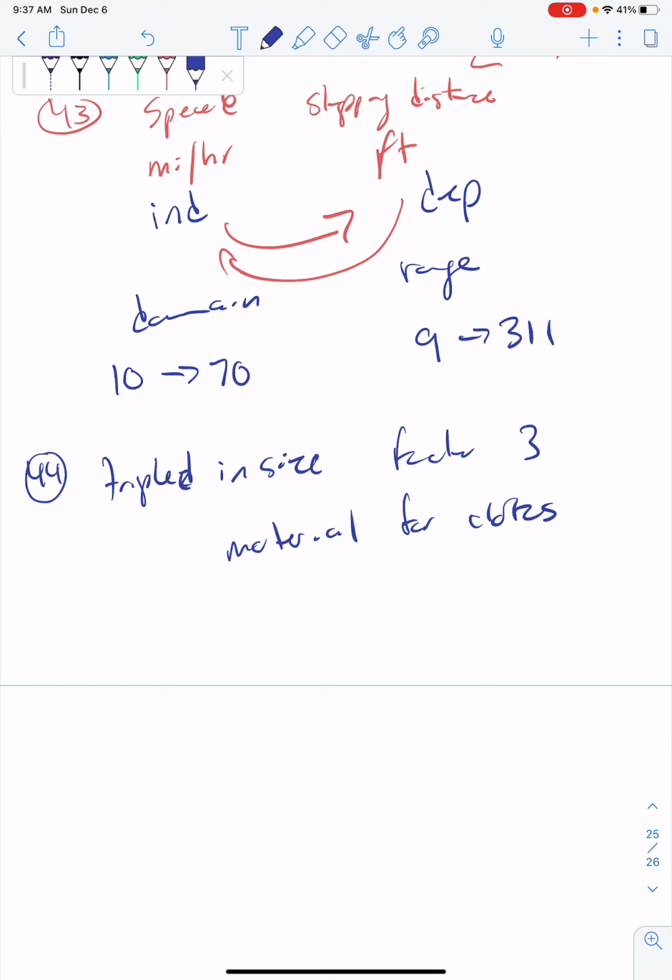Well, remember, if I'm going up by a factor of 3, then my clothes are area. And when I go up by a factor of 3, I have to square it to get my area factor, which is 9. So my clothes would go up by a factor of 9. If I tripled in size, I would need 9 times as much material to make my clothes.